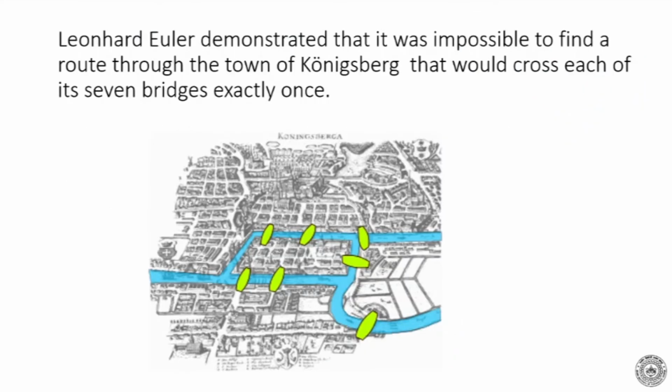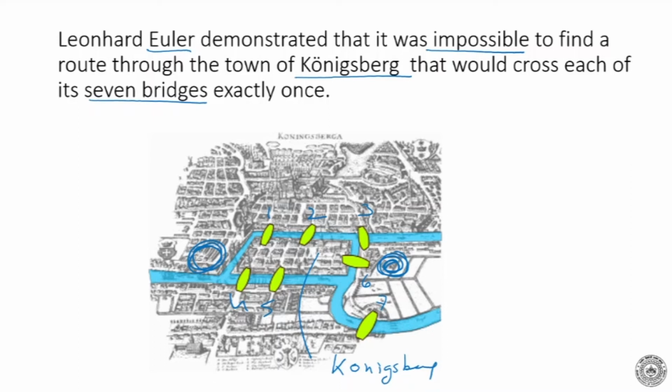Okay. Now, where did this study come about from? Basically, it was started off by Euler, and he demonstrated that it was impossible to find a route or a path through the town of Konigsberg that would cross each of the 7 bridges exactly once. So this is my town of Konigsberg. Okay. Now if you want to go from this side to that side, there are 7 bridges. So this is 1, 2, 3, 4, 5, 6, 7 bridges.